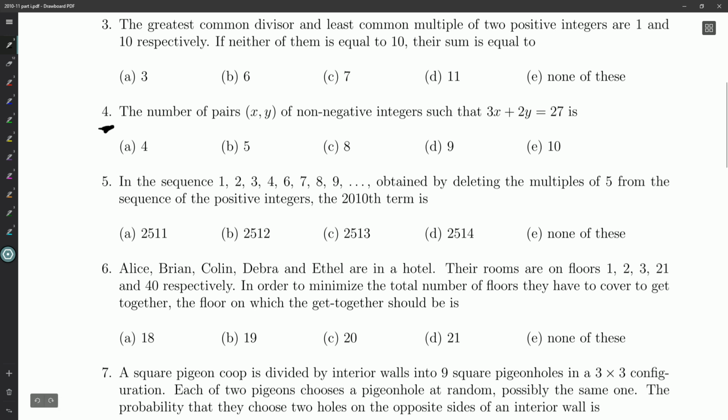2010-2011 Alberta math contest. The number of pairs xy of non-negative integers, so 0 or positives, so that 3x plus 2y is 27 is... Okay, so we just need to get the x's and the y's here. That's all that really matters.